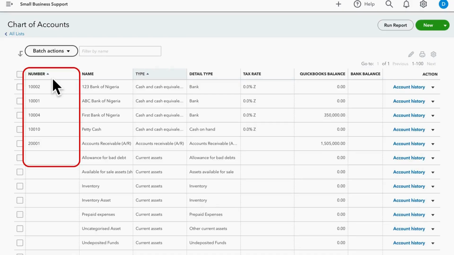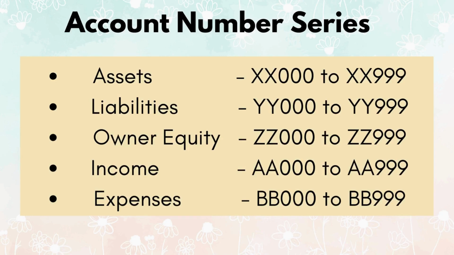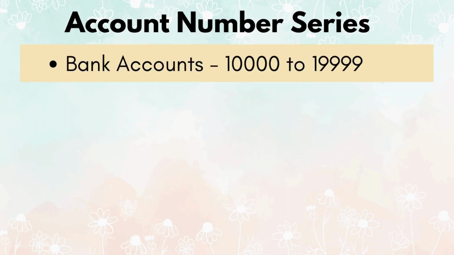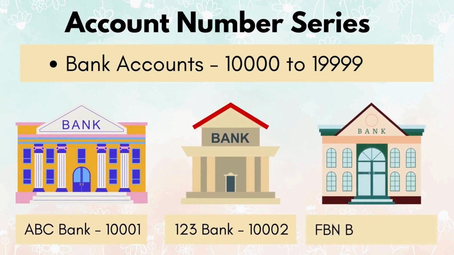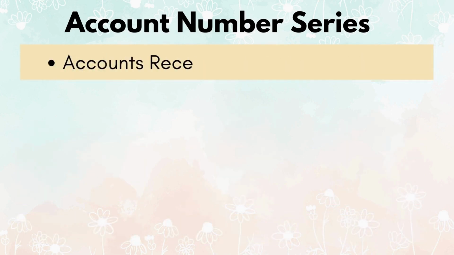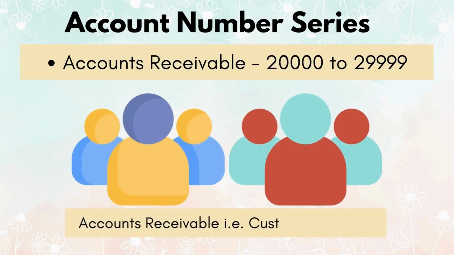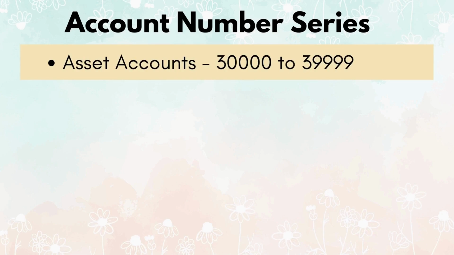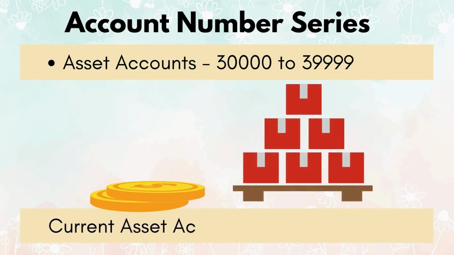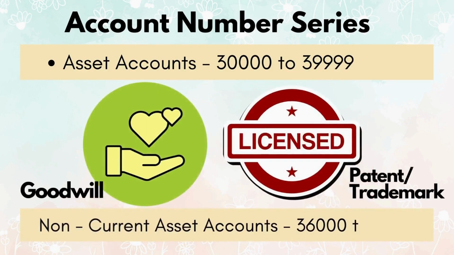If you will be using account numbers, you should decide on the range of account numbers you'd like to use for each category of accounts. For example, for bank accounts, I can decide to use 10,000 to 19,999. For accounts receivable, I can decide to use 20000 to 29999. For asset accounts, I can decide to use 30000 to 39999. Do the same for current accounts, fixed assets, and non-current assets.